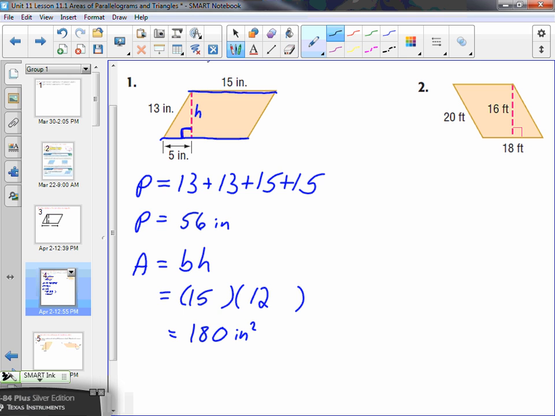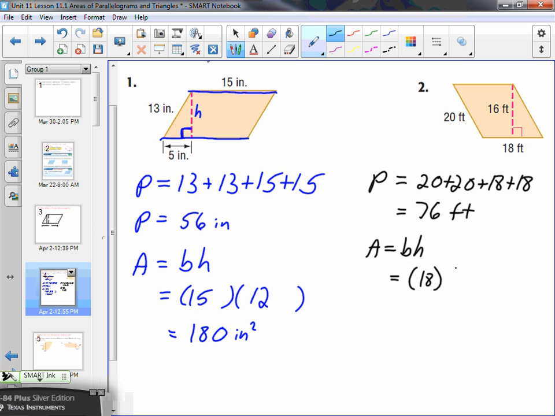Find the perimeter. And what is the perimeter? 76 feet. To find the area, it's base times height. What's the base? 18. What's the height? 16. How come everybody chose 18 for the base and nobody chose 20? Because the 16 feet is perpendicular to the 18 feet.